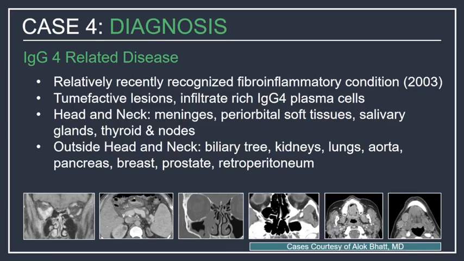Outside the head and neck, and this is really where looking for these additional clues may help to aid in the diagnosis, to eliminate or to hone in on our differential. If we have involvement of a similar inflammatory process within the biliary tree, the kidneys, the lungs, the aorta, pancreas, breast, prostate, or retroperitoneum, we would potentially want to think about IgG4 as the favored diagnosis.